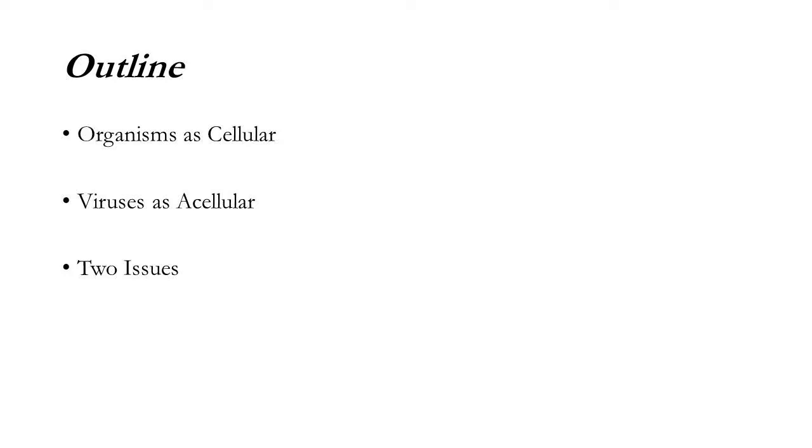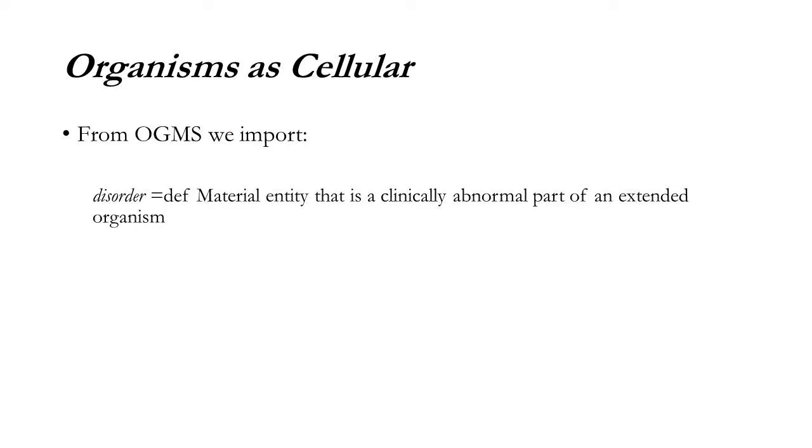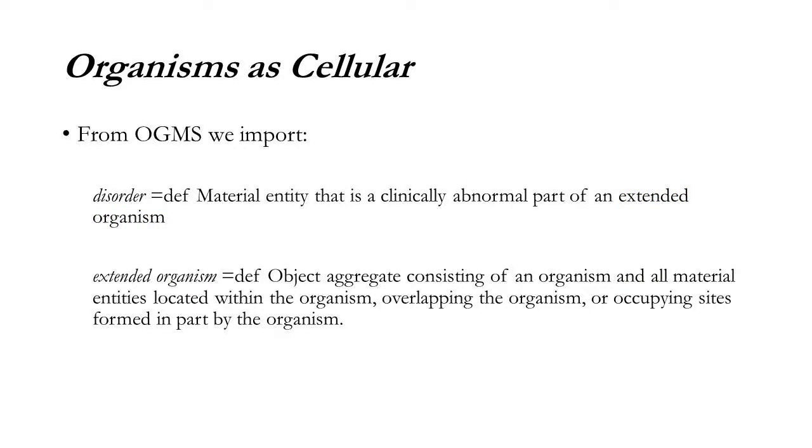So first thing to note, it's worth pointing out that organisms are cellular. You'll see why in a minute. From OGMS, we import in the Virus Infectious Disease Ontology the term disorder, which is a material entity that's clinically abnormal, and it's part of an extended organism. Now, what is an extended organism? Well, it's a group or collection aggregate consisting of an organism and all the material entities located in it, overlapping it, or occupying sites formed by it. That's lots of stuff potentially.